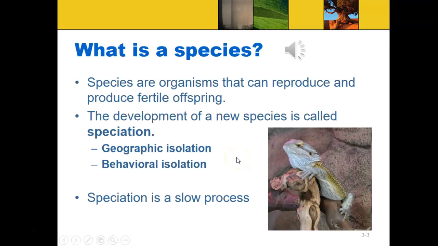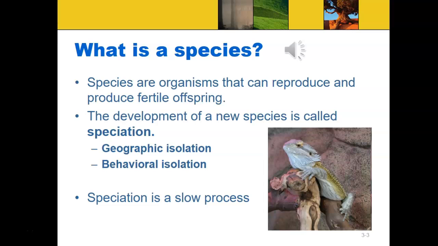So we're going to start with species. What is a species? Species are organisms that can reproduce and produce fertile offspring. The development of a new species is called speciation. This can occur because of geographic isolation, meaning that one organism or a population of organisms ends up becoming physically separated or isolated, and then over time they emerge as two different species.